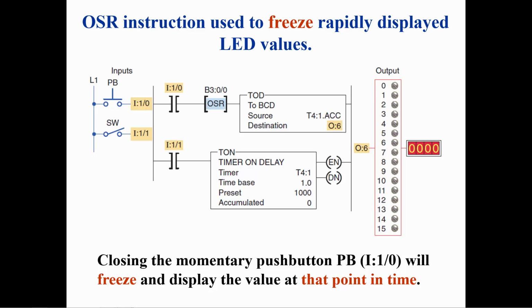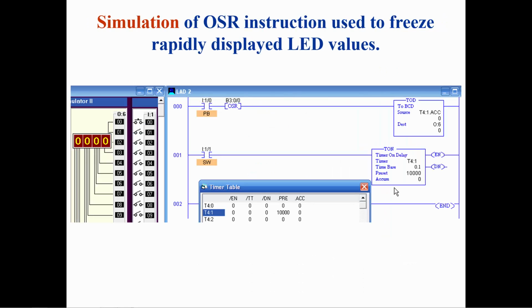With the OSR, when the button is first pushed, the TOD will only do one conversion. Another conversion will not be done until the push button is released and pressed again. This is the simulation of the program using a one-shot to freeze the accumulated value of a timer for an output display.